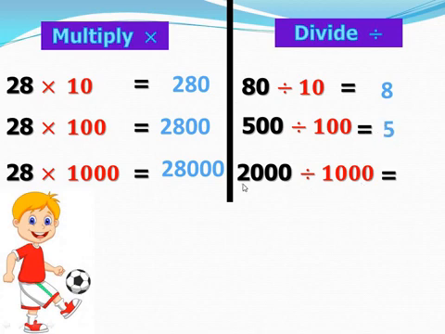Here I have 2000 divided by 1000. I will cancel 3 zeros together and the answer will be 2. After I have finished, what do you notice in the division? The number becomes smaller, and in multiplication the number becomes bigger. Our note for this slide: in multiplication the number becomes bigger and in division the number becomes smaller.